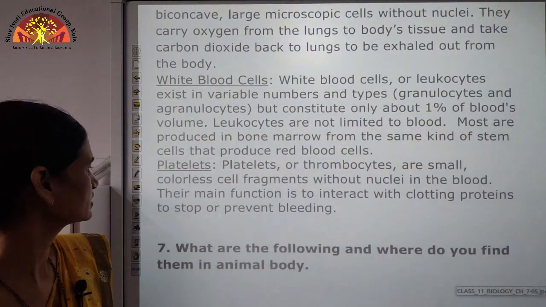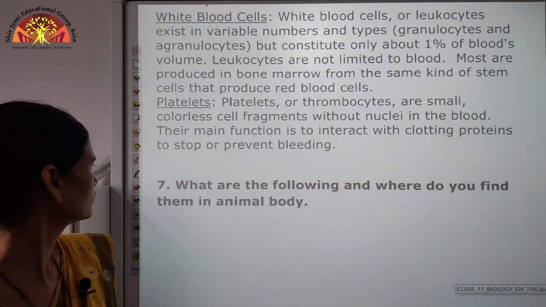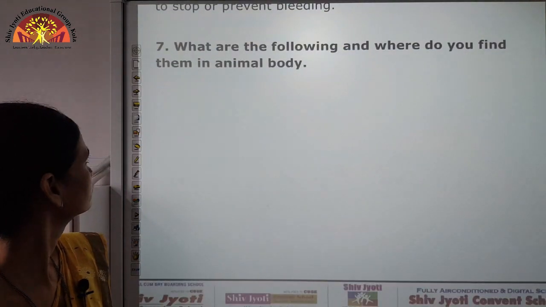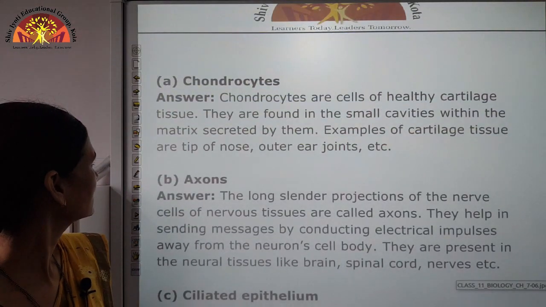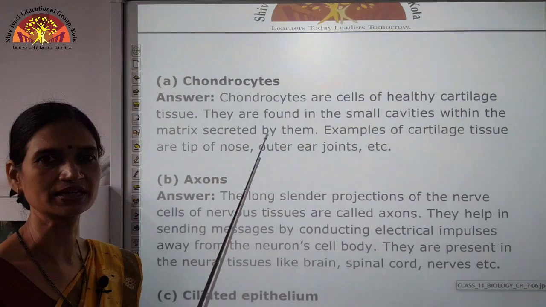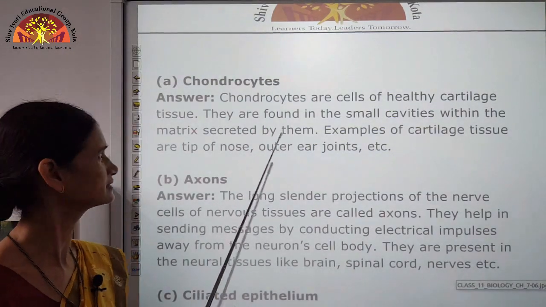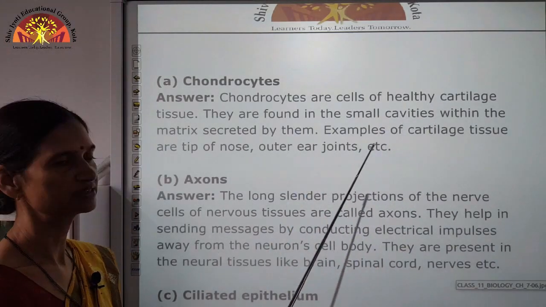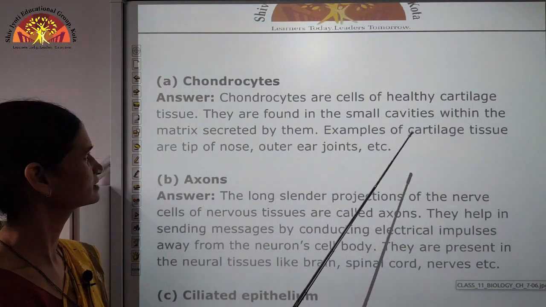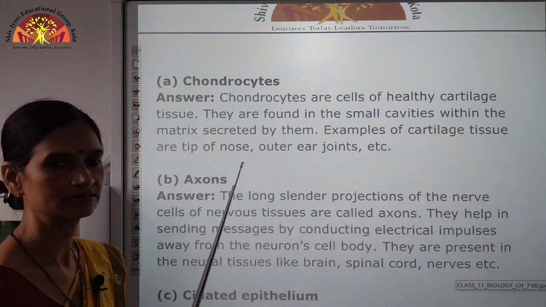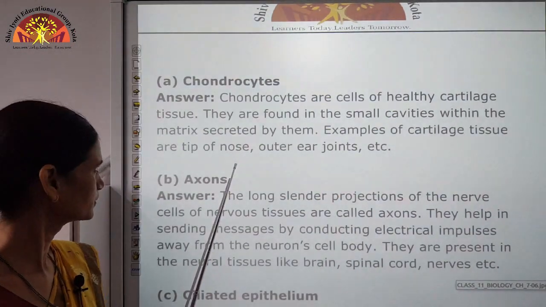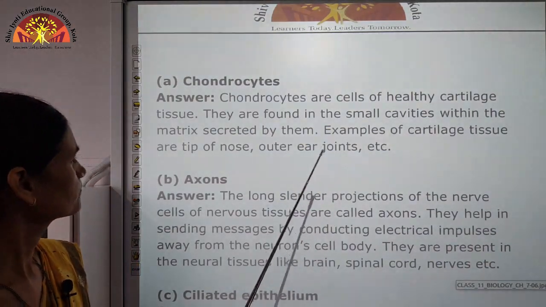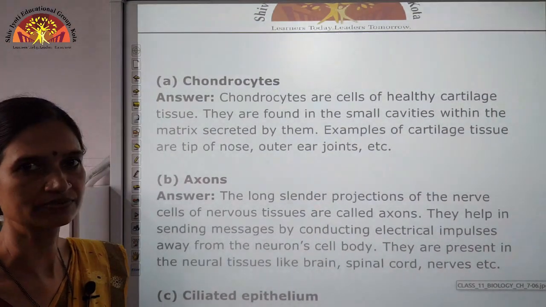Next question is what are the following and where do you find them in the animal body? तो ये कुछ different kinds के सेल्स हैं, जैसे कॉन्ड्रोसाइट्स. अभी मैंने समझाया था आपको कार्टिलेज के सेल्स को कॉन्ड्रोसाइट्स कहते हैं. तो कॉन्ड्रोसाइट्स आर द सेल्स ऑफ हेल्दी कार्टिलेज एंड दे आर फाउंड इन स्मॉल कैविटीज विद इन द मैट्रिक्स सिक्रीटेड बाय देम. एग्जाम्पल्स, द कार्टिलेज आर फाउंड इन नोज, टिप ऑफ नोज एंड एक्सटर्नल ईयर. They are also found in joints between the bones.